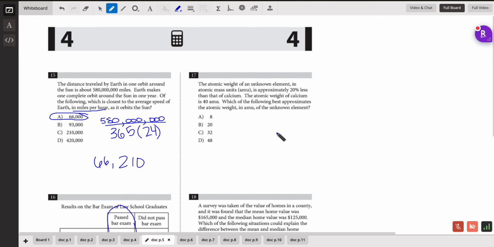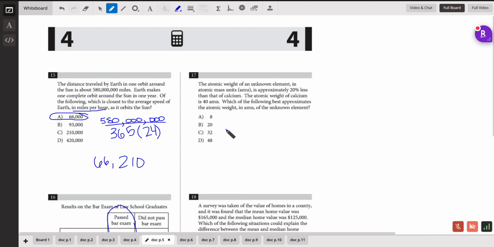Number 17, the atomic weight of an unknown element in atomic mass units is approximately 20% less than that of calcium. The atomic weight of calcium is 40 AMU. Which of the following best approximates the atomic weight in AMU of the unknown element?